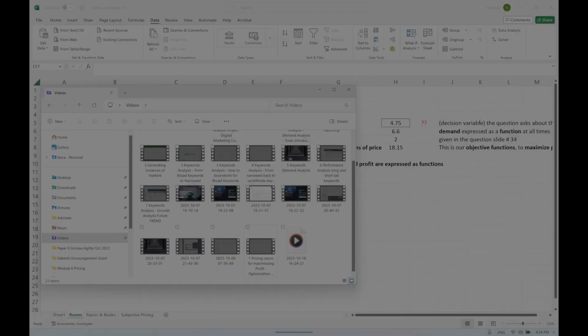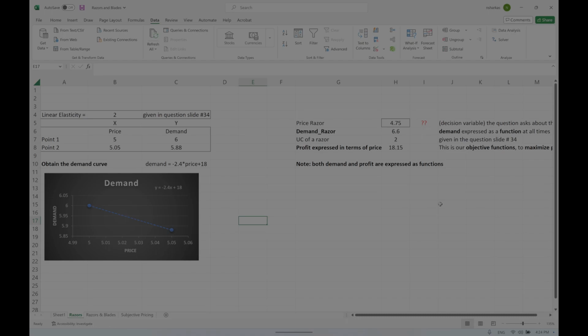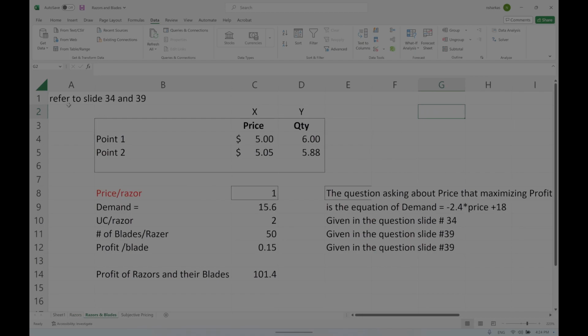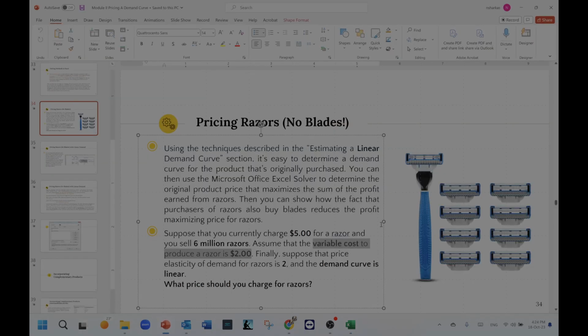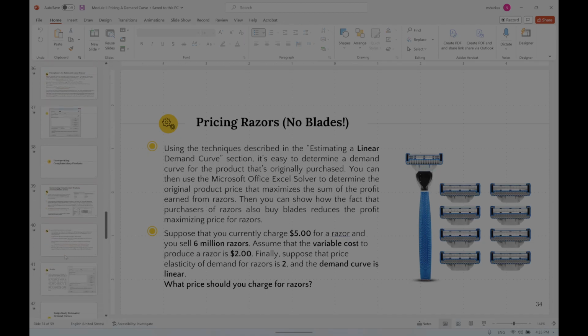Hello guys, so in the previous video we took a look at how to find the profit maximizing price of razors. Now we're going to add to the scenario the effect of complementary products, because as you know we use blades with a razor. So now let's see what we have.